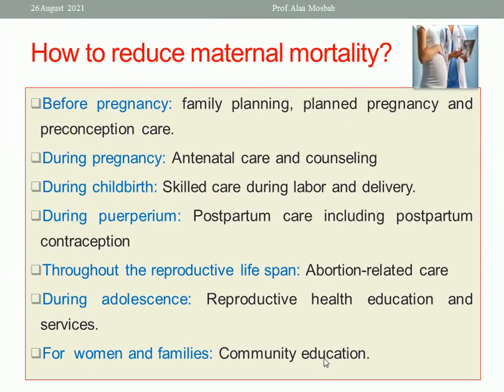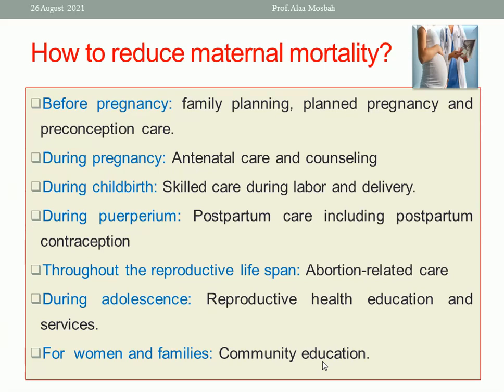How to reduce maternal mortality before pregnancy? By family planning, preconception care, planned pregnancy, correction of any medical problem before planning for pregnancy, so as not to be aggravated during a pregnancy. And during a pregnancy, a good or high quality antenatal care is important.